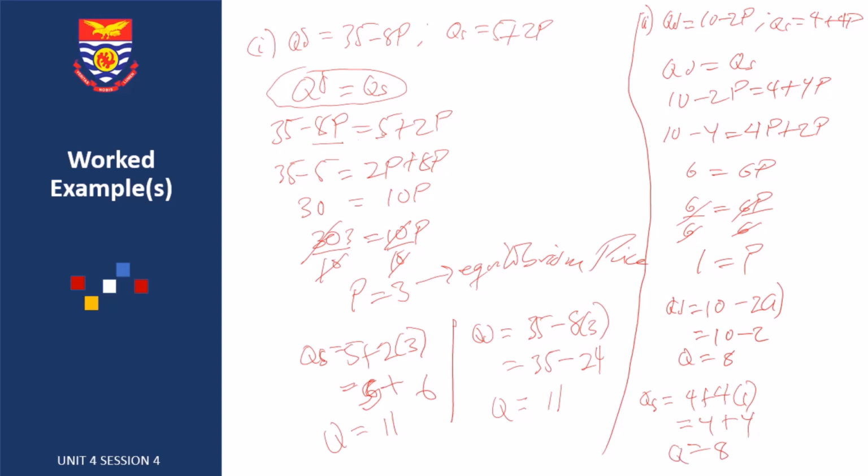And so we have used numbers to understand what we did using algebraic analysis in session 3. Now we have used numbers to understand the equilibrium market price and quantity. That will bring us to the end of this session.